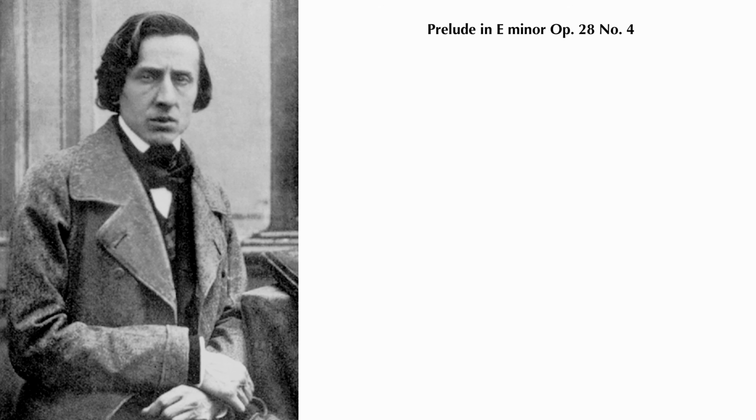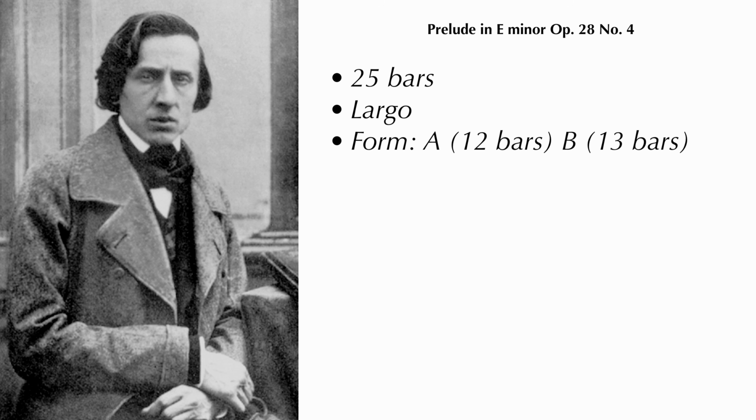Opus 28 number 4 is a rather short piece with a length of only 25 bars. The tempo indication is largo. It can be divided into two parts of basically the same length that I'm going to call A and B, though from a musical point of view they could also be called A1 and A2, as the second part starts off exactly like the first but then quickly takes a different turn.